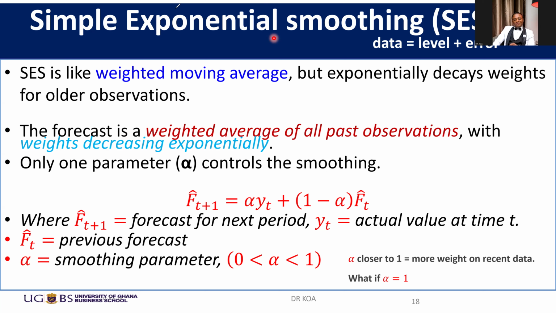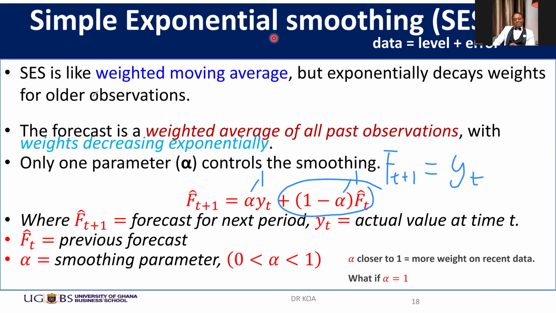It simply means this. Let me just solve the mathematics just for you. So if alpha here is 1 and alpha here is 1, it means the whole of this is 0, right? And that means that the forecast that you see here is going to be 1 times the YT, which means that the forecast is the current one. So next period forecast is the current period data.